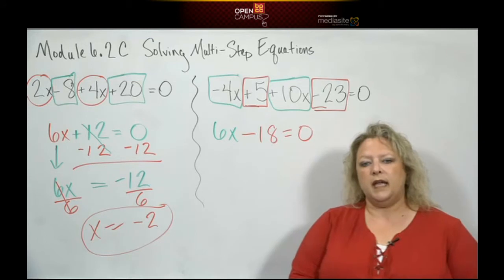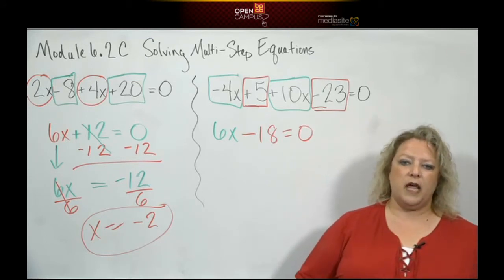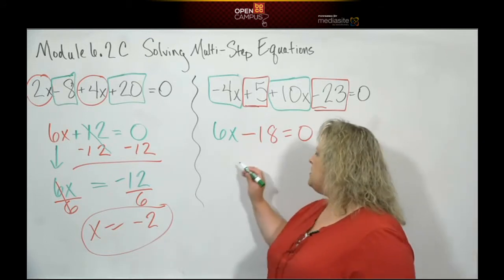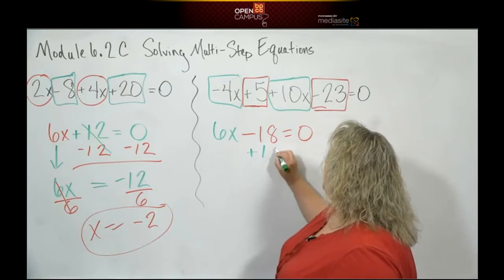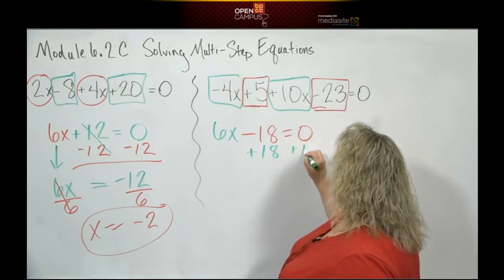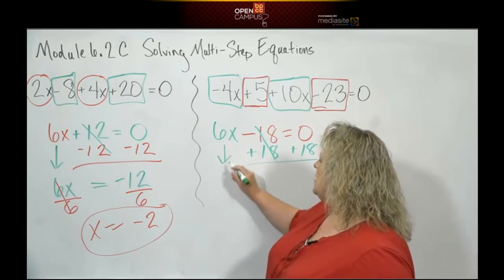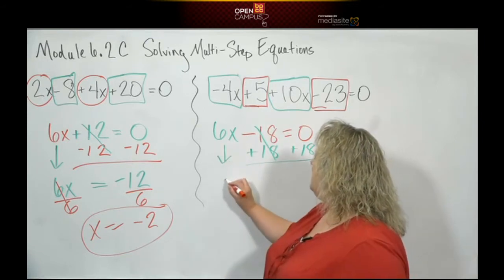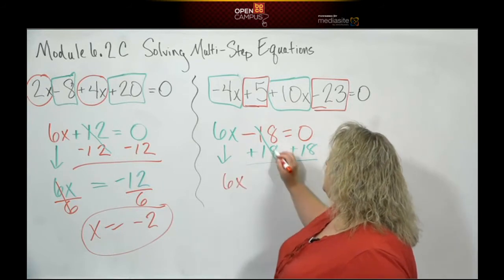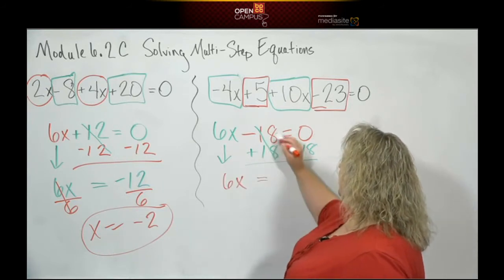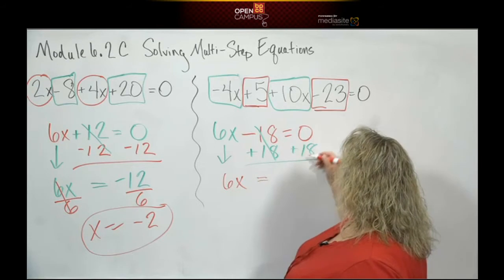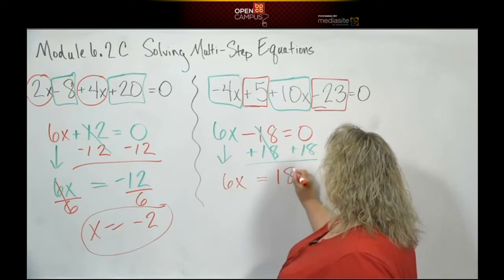So now again, I'm down to a two-step equation, and I want to go ahead and solve it by moving the constant to the other side. I move the constant to the right by doing the opposite, which is addition. I'm going to bring my 6x down. So here I go, 6x. These two add up to be 0, so I just crossed them off. And the 0 plus 18, that's 18.